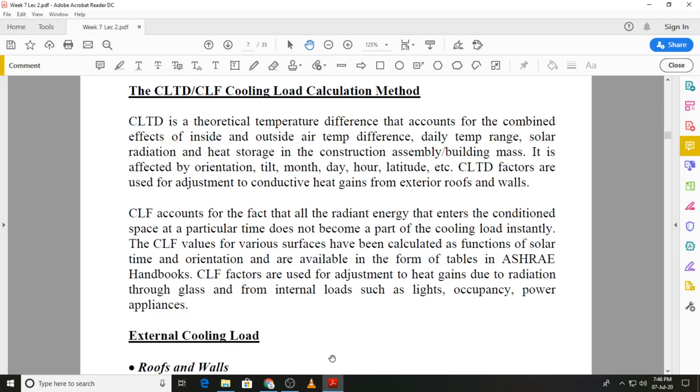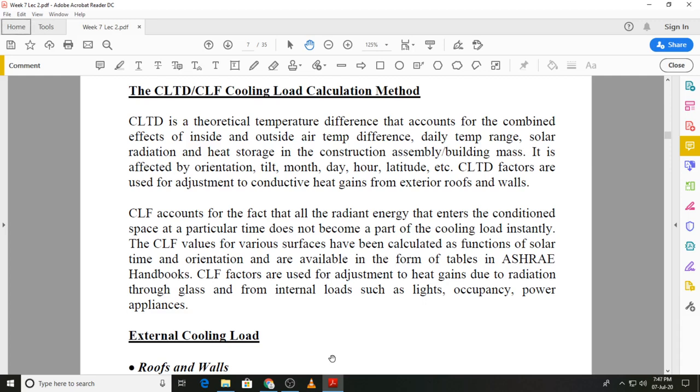So these CLTD values will be used when you are talking about the solar heat gain through exterior surfaces on which direct solar radiation is incident. Those could be walls or those could be roofs. Then we have the cooling load factor.